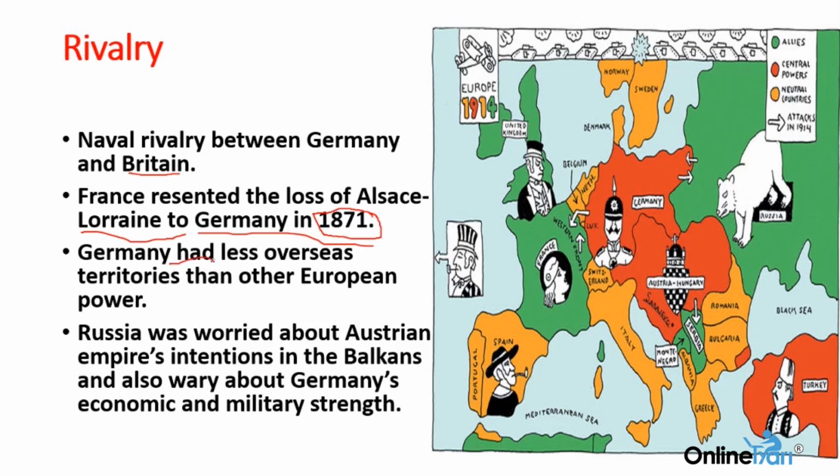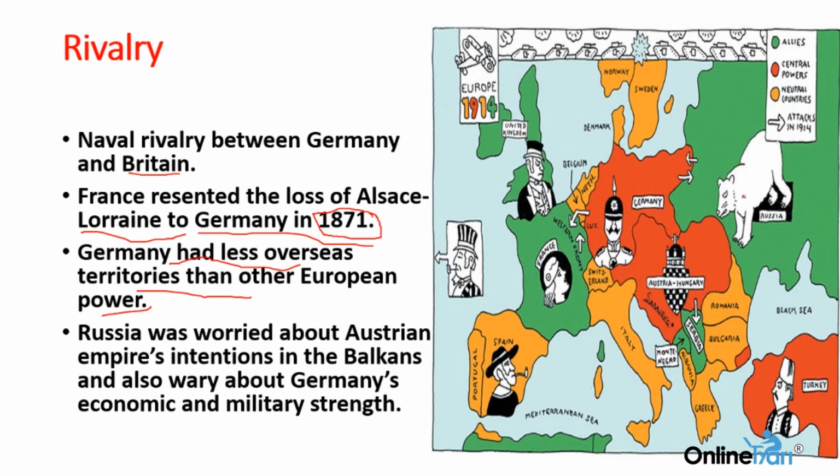And Germany had fewer overseas territories than other European powers. We have already seen that Germany really had fewer colonies. They had few colonies, and they were not that significant in the African continent, and they got them after so much negotiation with France and Britain.